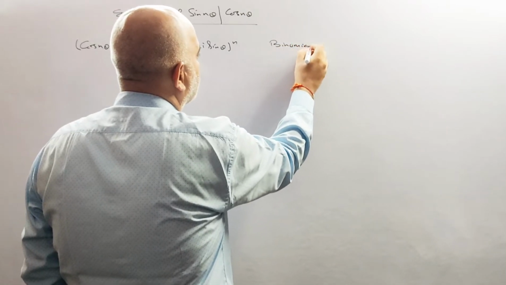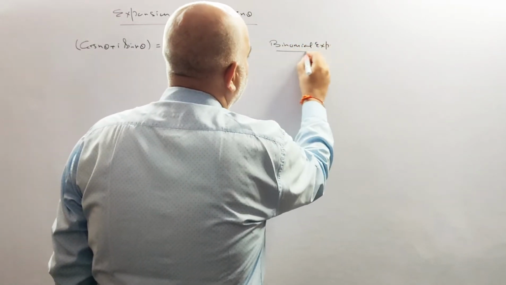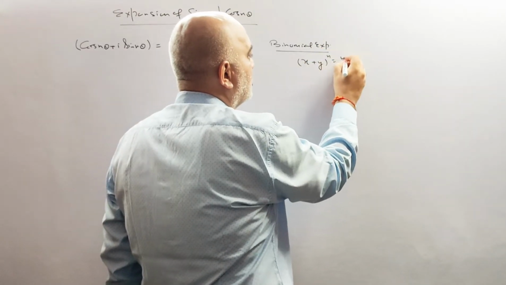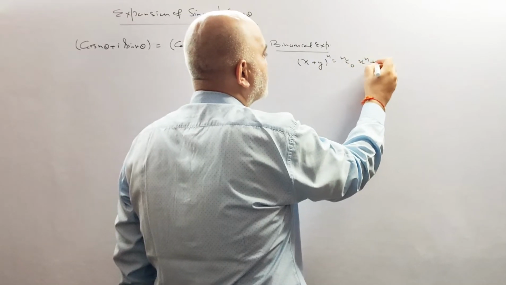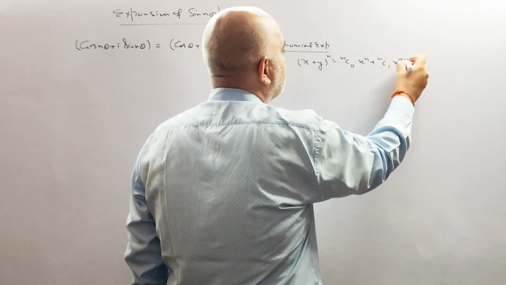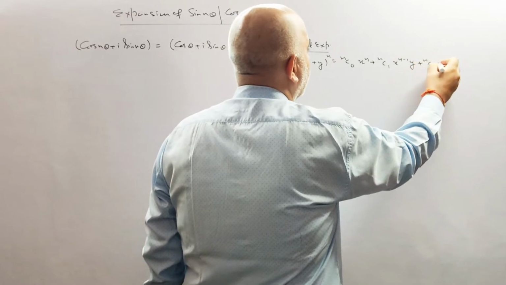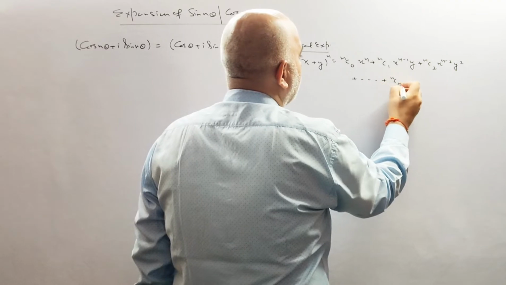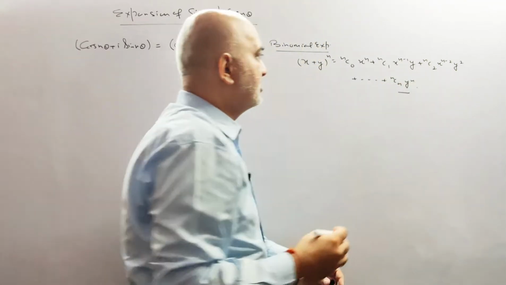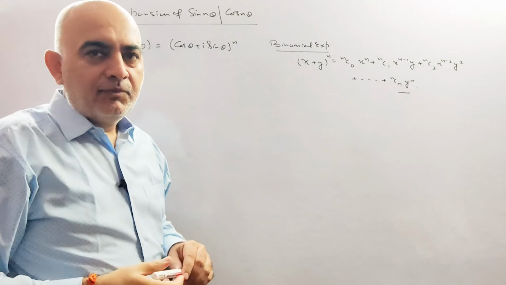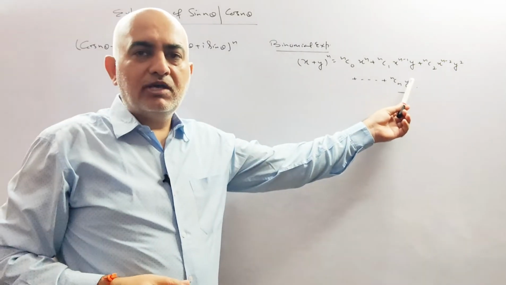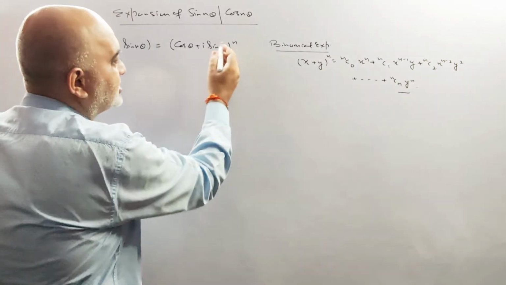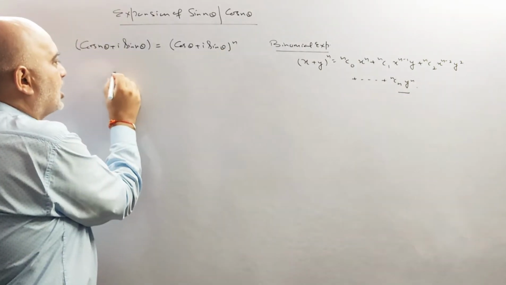What is the binomial expansion? Suppose we have (x plus y) raised to the power n. We can write it as nC0 x^n, nC1 x^(n-1) y, nC2 x^(n-2) y square, and in this way up to nCn y^n. This is our binomial expansion, right? So this is our binomial expansion, and in the same way you have to solve this one also. So (cos theta plus iota sin theta) raised to the power n, how will you define it?